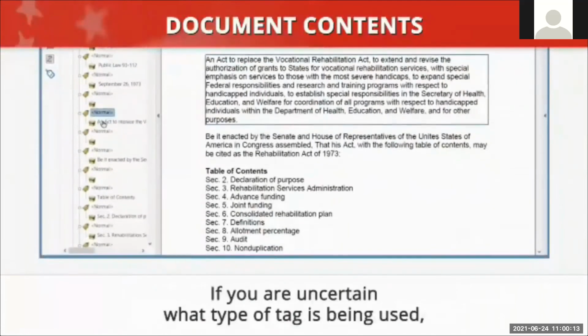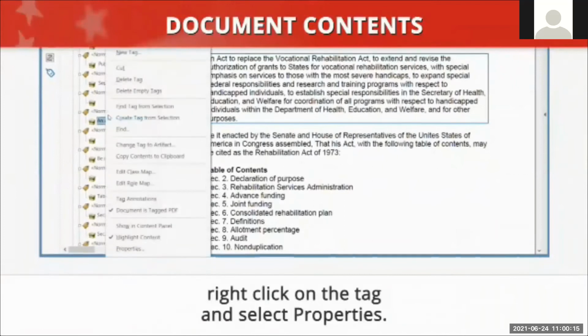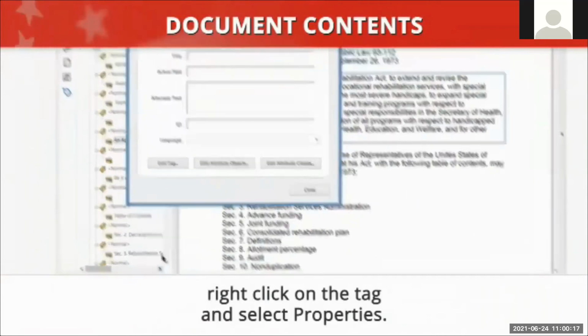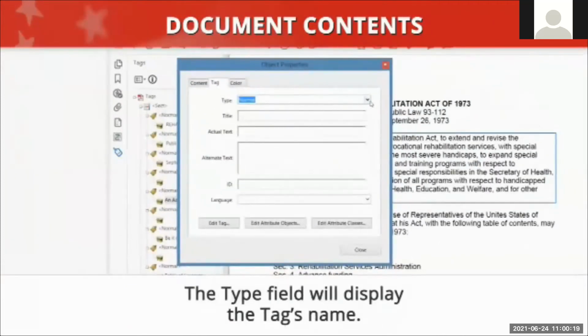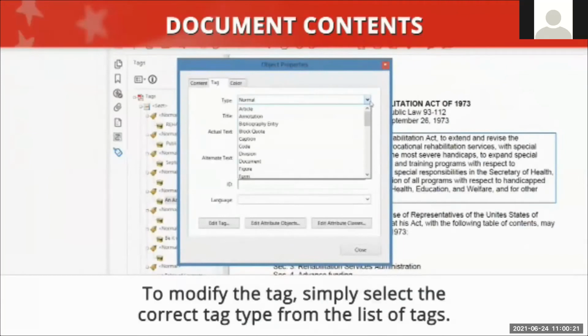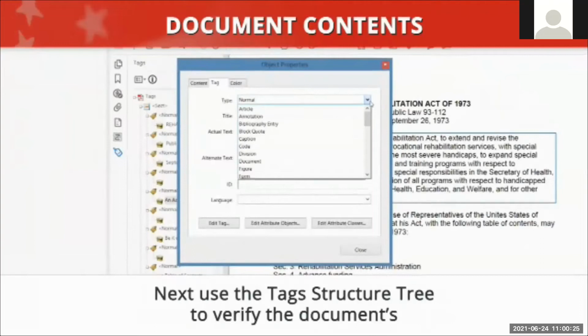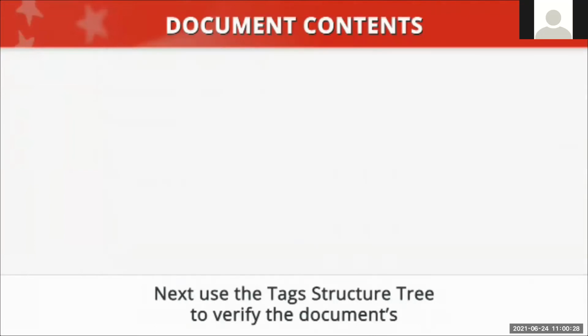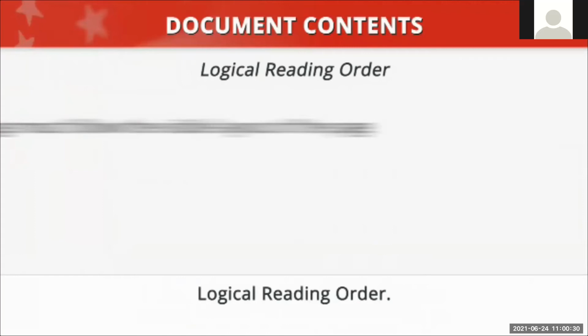If you are uncertain what type of tag is being used, right-click on the tag and select Properties. The Type field will display the tag's name. To modify the tag, simply select the correct tag type from the list of tags. Next, use the tag structure tree to verify the document's logical reading order.